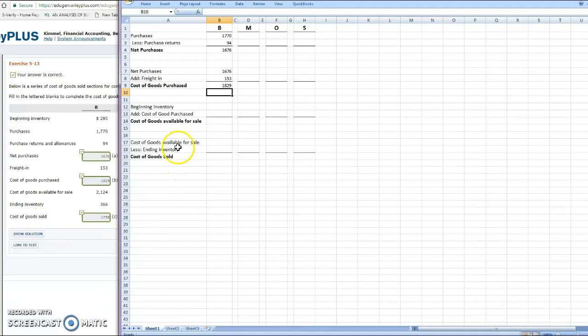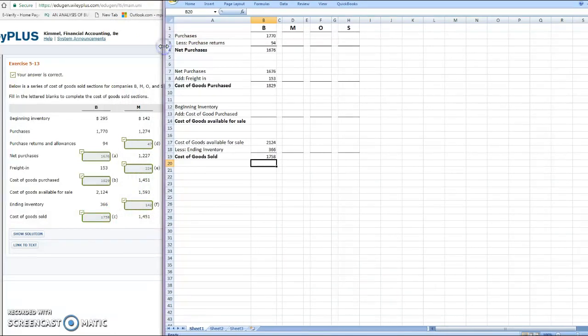The next thing it asks for is our cost of goods sold. We know that if we take our cost of goods available for sale and we minus our ending inventory, it will give us the amount of the cost of goods that we sold. So the cost of goods available for sale is 2,124. Our ending inventory is 366. So I will just take the cost of goods available for sale less the ending inventory. That gives us 1,758. So we plug that in right there. Okay.